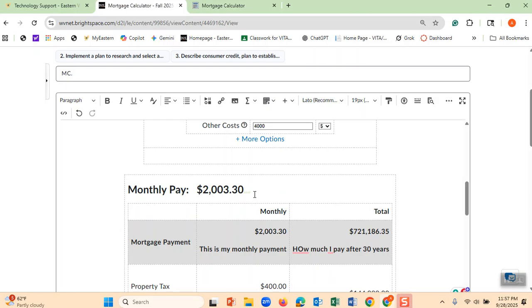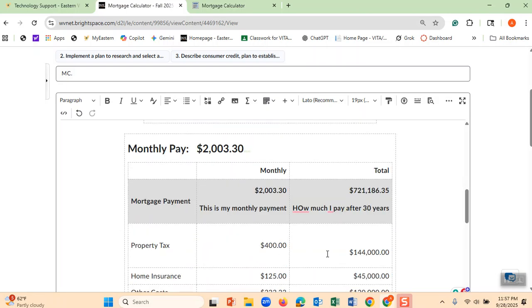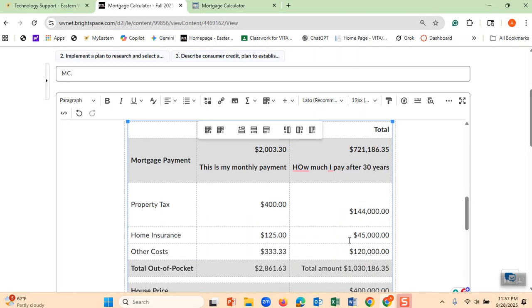Students, try to write as much information as you can. Suppose here this one is 444. Write what it is. That, as you all know, is the total taxes you will be paying in 30 years. This $45,000 is what you are paying for home insurance after 30 years.